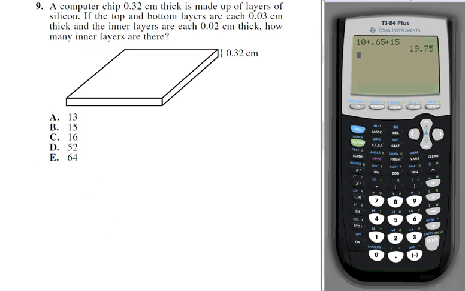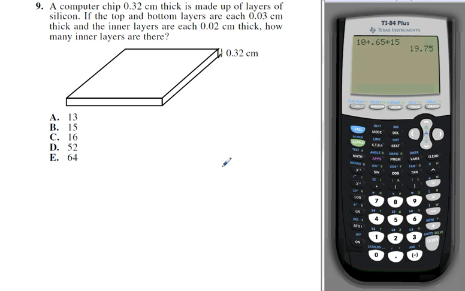Number 9, a computer chip that is 0.32 centimeters thick is made up of layers of silicone. If the top and bottom layers are 0.03 centimeters thick and the inner layers are each 0.02 centimeters thick, how many inner layers are there? So you've got to think about taking off the top and the bottom, and then we've got to figure out how many 0.02 centimeter thick layers there are.